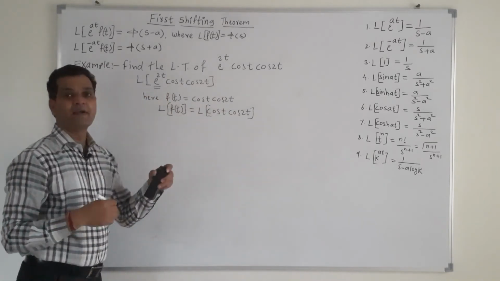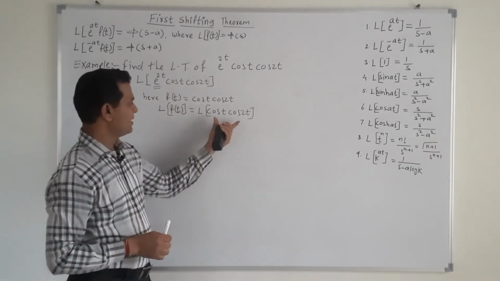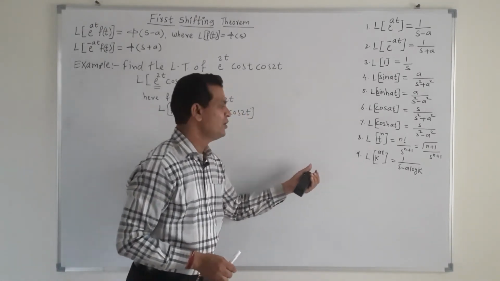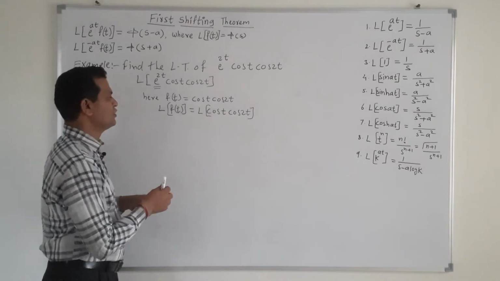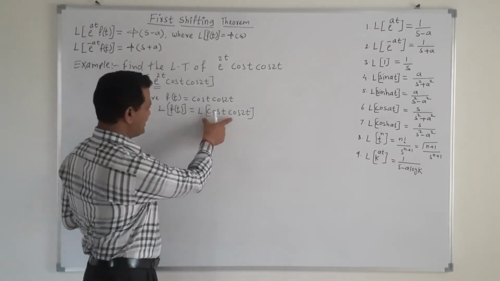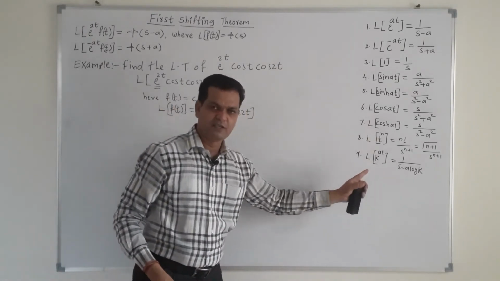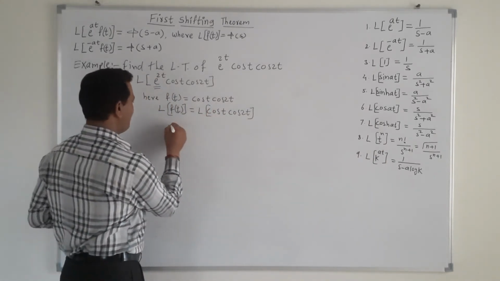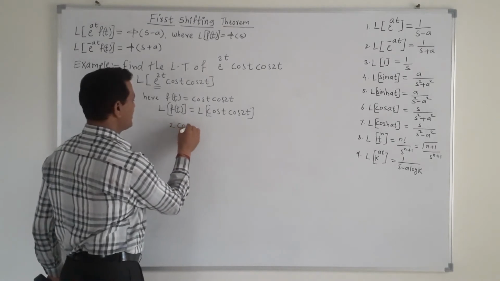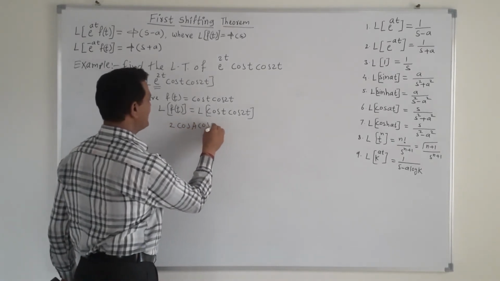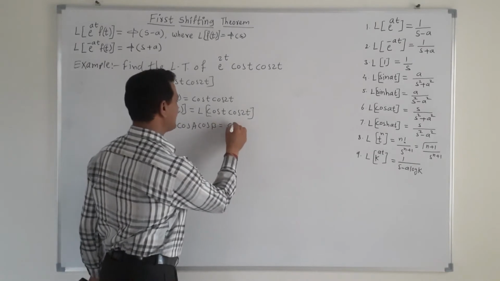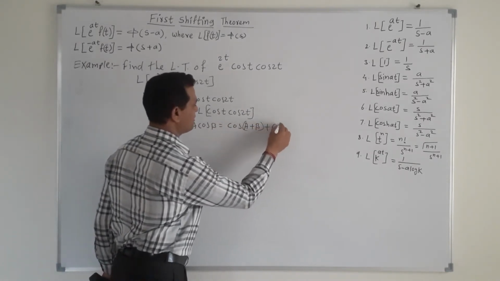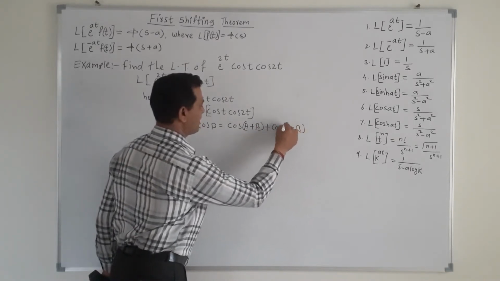Now to find this Laplace transformation, observe that again this is the product of 2 terms, so we cannot apply the standard result directly. Our aim is to convert this function in terms of a standard result so that we can easily find the Laplace transformation. Here we can apply the result that 2 times cos A cos B is equal to cos of A plus B plus cos of A minus B.